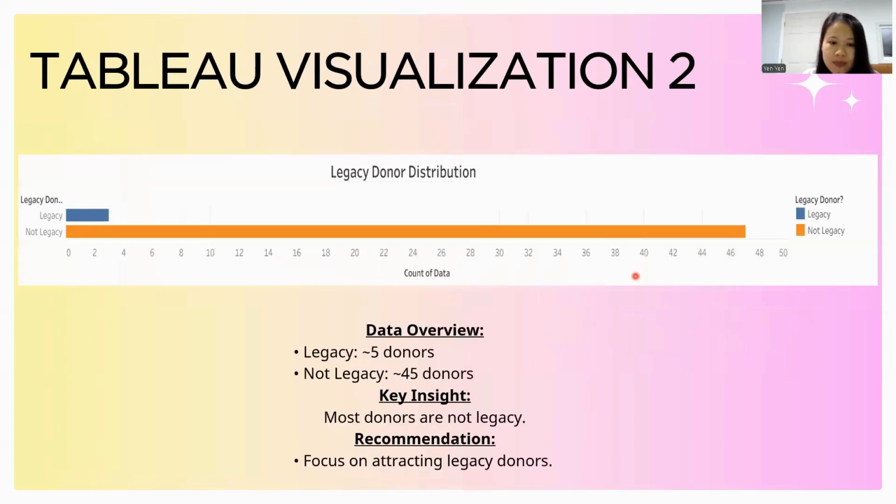Next, let's talk about donors. This one compares legacy and non-legacy donors. We have about 5 legacy donors and about 45 not legacy. The big insight: more donors are not legacy. My recommendation: let's work on attracting more legacy donors to build that base.